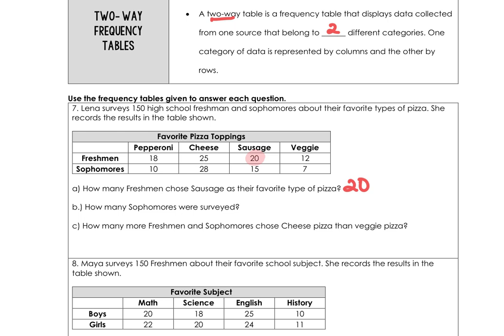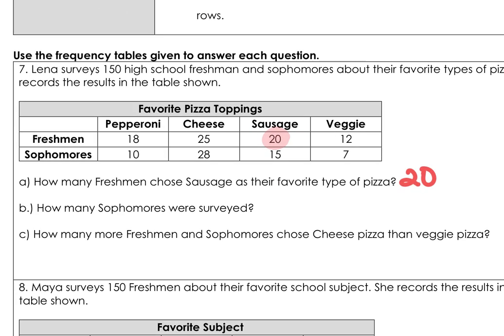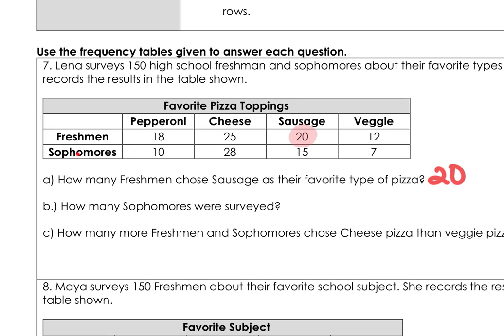Then letter B, how many sophomores were surveyed? So I saw a lot of you just reach for your calculator because if I want to know how many sophomores total were surveyed, what do I need to do with these 4 values? Add them together because we don't know how many total, but we do know that 10 picked pepperoni, 28 picked cheese, 15 picked sausage, and 7 picked veggies. So all together, how many were surveyed? 60.